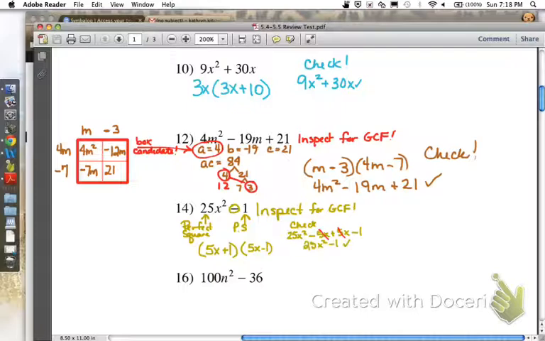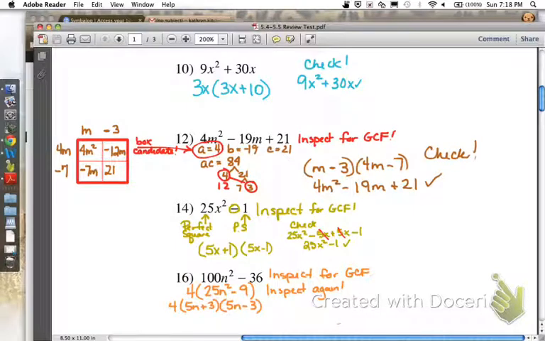The second one, don't be deceived. They are perfect squares as they are, but you need to always inspect it for GCF. As you can see, I can factor out a 4. It still leaves me with what appears to be the difference between two perfect squares. And so again, I can factor that into a plus b, a minus b, or 5n plus 3, 5n minus 3. And then, of course, a quick check.